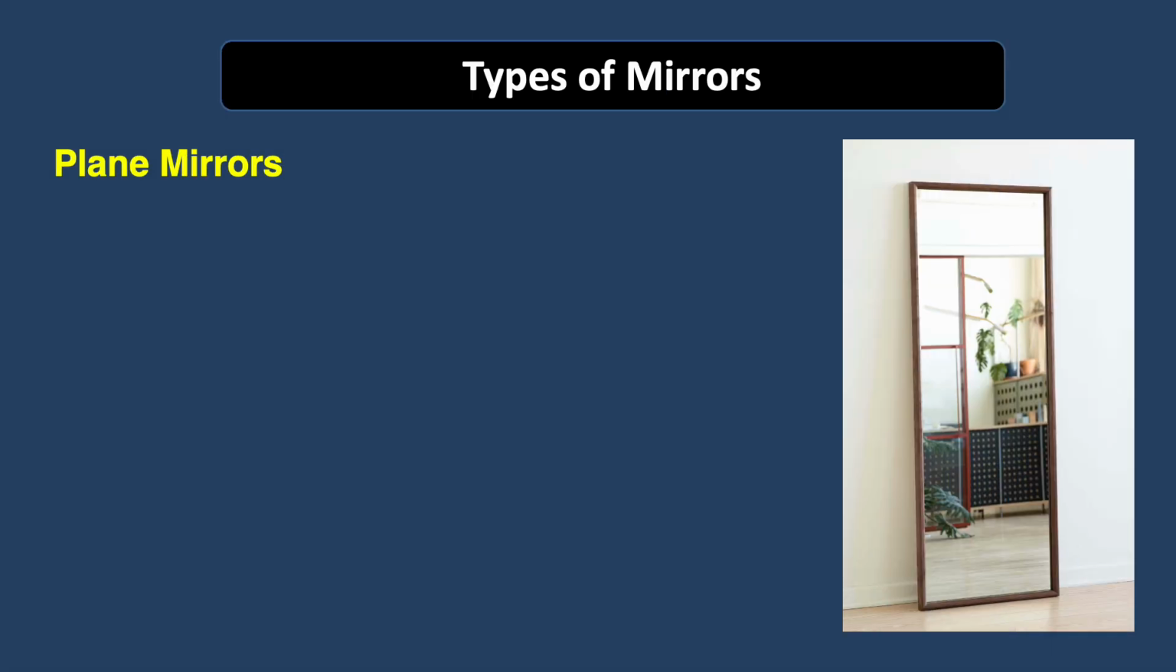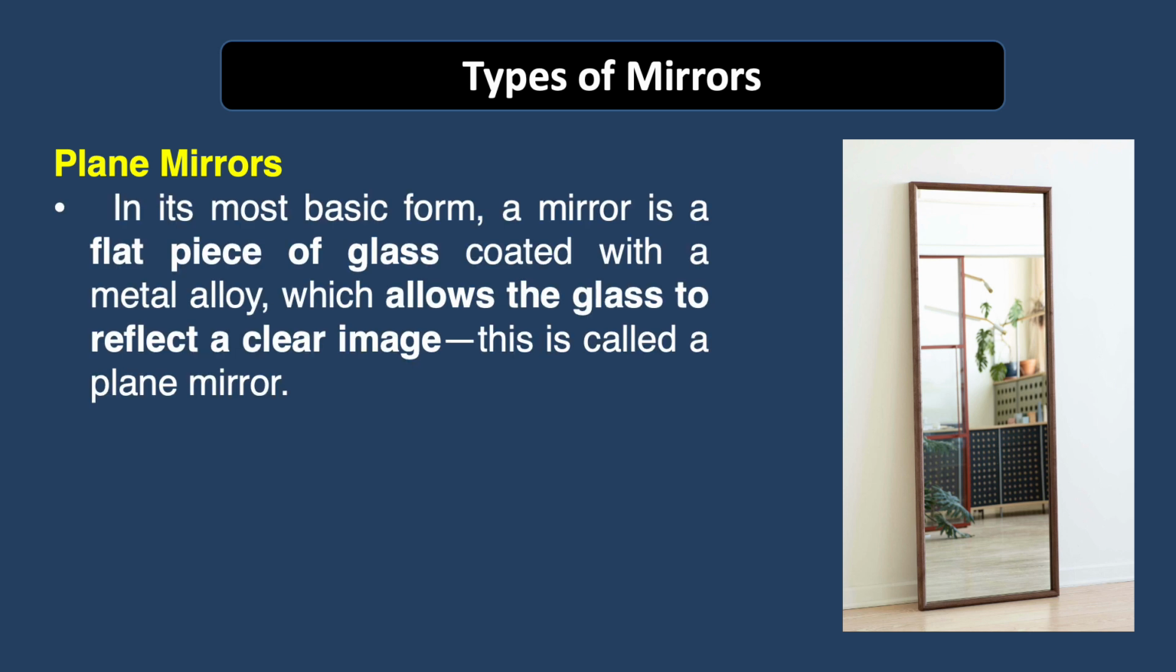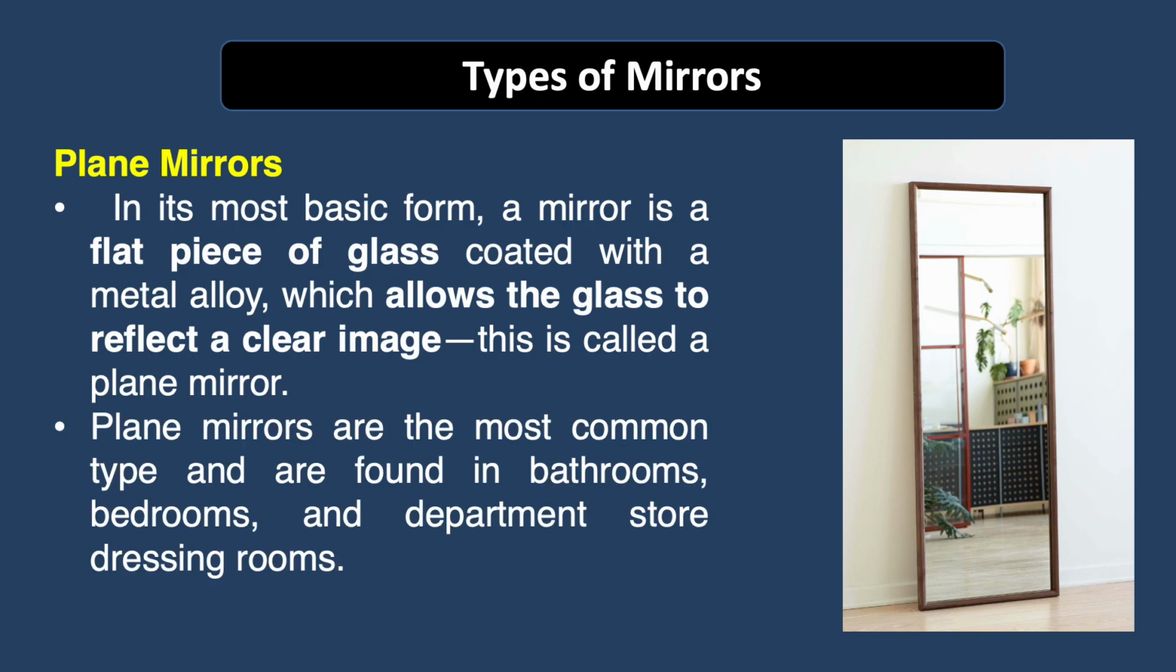Now that we know what a mirror is, let's look at the different types of mirror, starting with the one you use every day, which is the plane mirror. In its most basic form, a mirror is a flat piece of glass coated with a highly reflective metal. Because the reflective surface is perfectly flat, we call it plane mirror. Plane mirrors are the most common type and are found in your bathrooms, bedrooms, and department store dressing rooms.